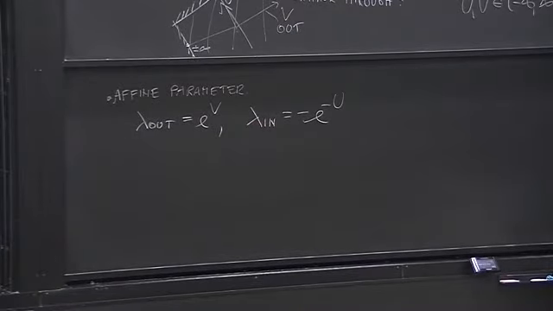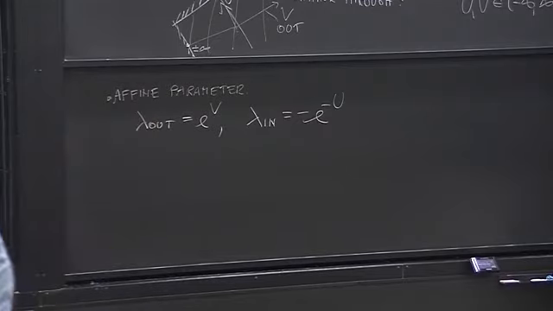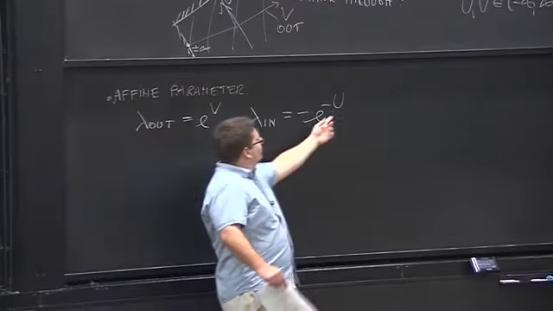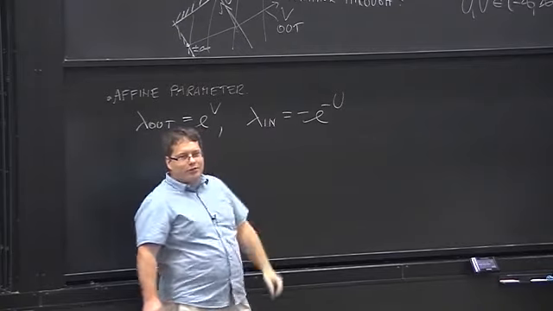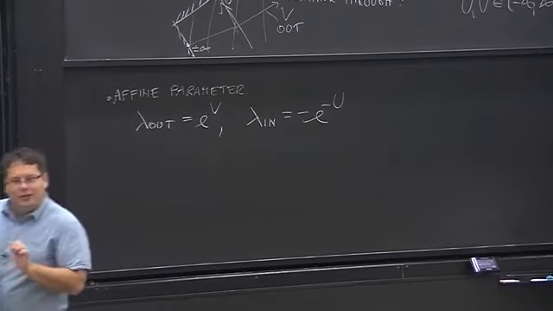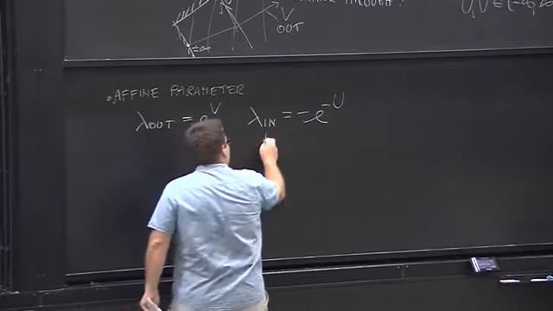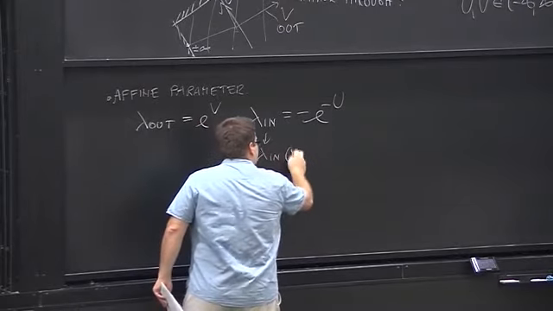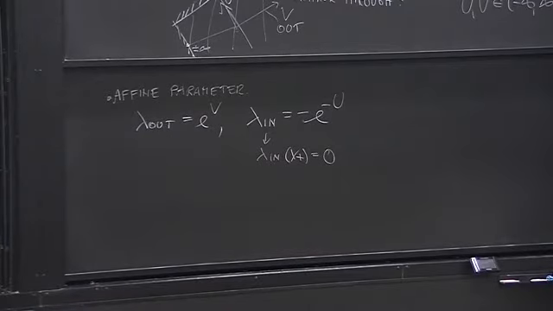Okay, so that's the affine parameter. Now look at the beauty here. We know that the ingoing geodesic hits my horizon at u equal to infinity. If I plug u equal to infinity here, then lambda in is simply 0. So you just terminated your geodesic at a finite value of the affine parameter. In particular, lambda in on x plus is equal to 0.